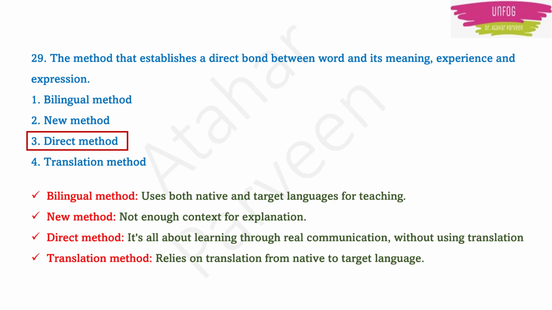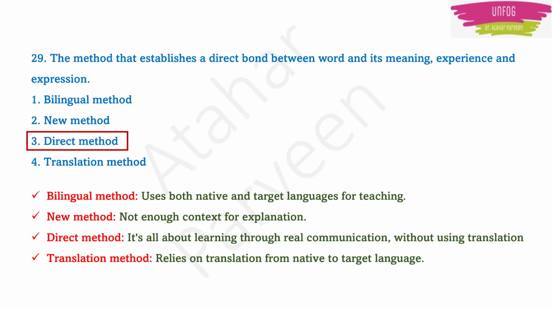Bilingual method means that method which uses both native and target languages for teaching. For example, if I am teaching in a remote area, I will try to use the proper language which is used in that local place, and I will also try to use some other language like English, which will be a target language for teaching, okay? Next is the new method. New method always has some negative problems, because there is not enough context for explanation, because it is a new method, so no one will prefer a new method in front of students, okay?